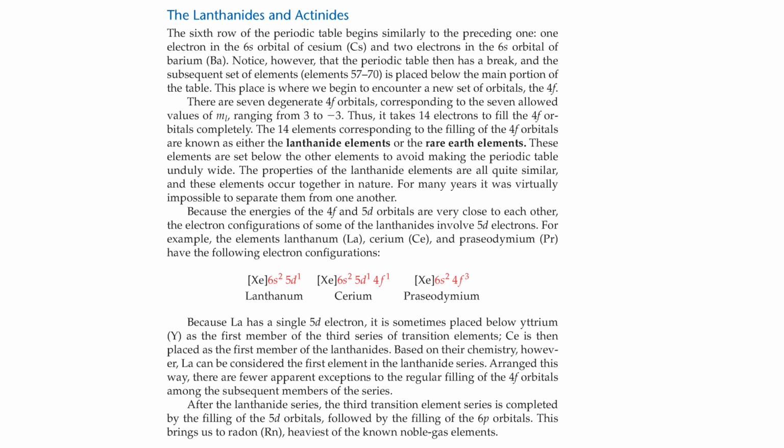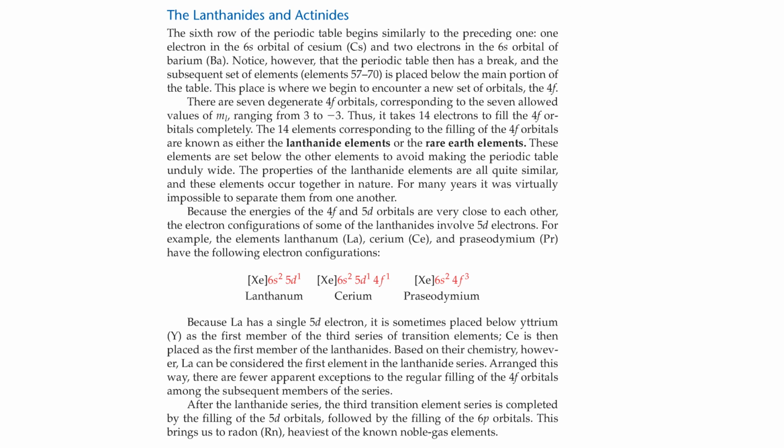Because lanthanum has a single 5d electron, it's sometimes placed below yttrium as the first member of the 3rd series of transition elements. Cerium is then placed as the first member of the lanthanides. Based on their chemistry, however, lanthanum can be considered the 1st element of the lanthanide series. Arranged this way, there are fewer apparent exceptions to the regular filling of the 4f orbitals along the subsequent members of the series.